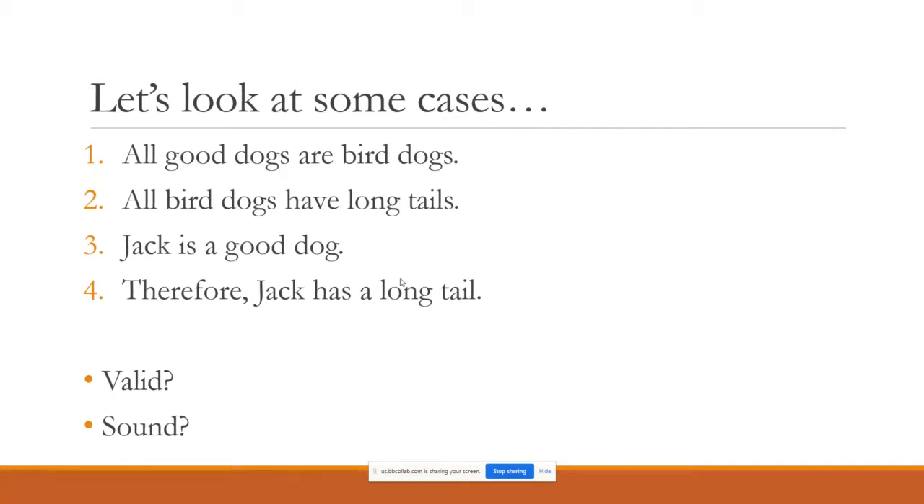All right, so here's the argument. All good dogs are bird dogs. All bird dogs have long tails. Jack is a good dog, therefore Jack has a long tail. So now pause for a second. Ask if this is a valid argument, whether it's sound. Now hold on just a second.